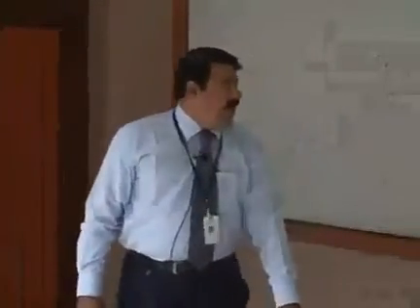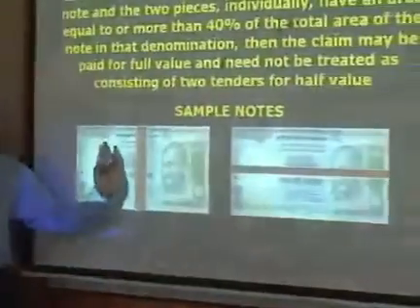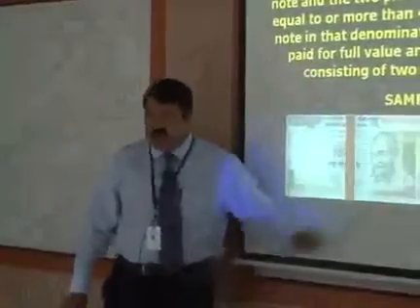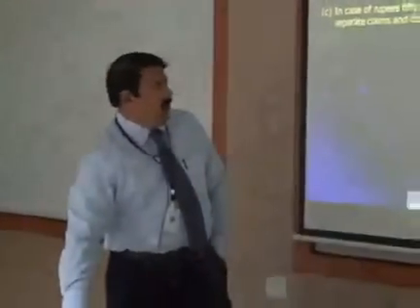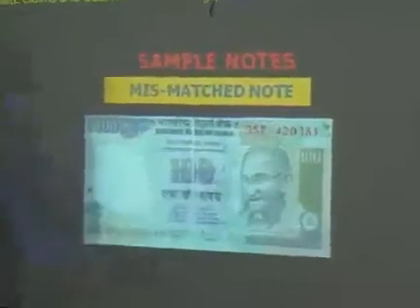Okay. And this one you see, again, this was half value, 50, 100 rupees. Because a small portion is missing, more than 40%, 50 rupees, like that. And here also, a mismatch note. Earlier, no value. Now we get full value because this is more than 40%, so 50 rupees. This side is more than 40%, 50 rupees, so full value.